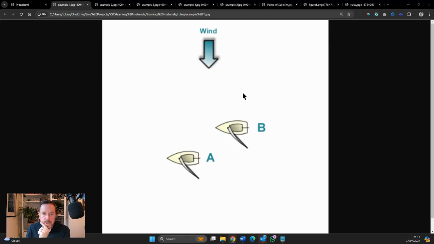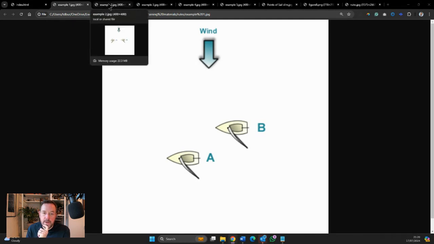So you've had a moment to think about that one. We've got A and B here. A boat and B boat are both on starboard tack. So what we're looking at here is the windward-leeward rule that applies. As B is windward of A, B must keep clear of A in that scenario. Let's have a look at the next one.